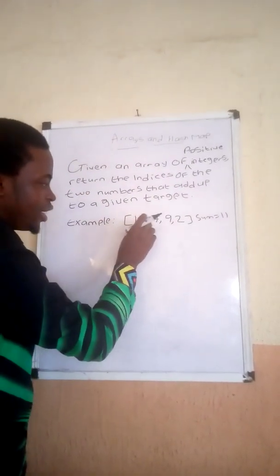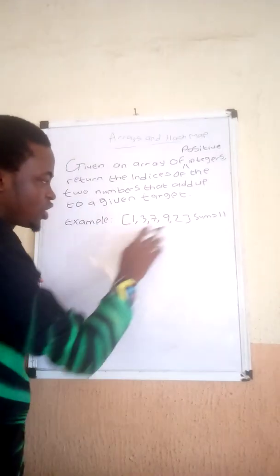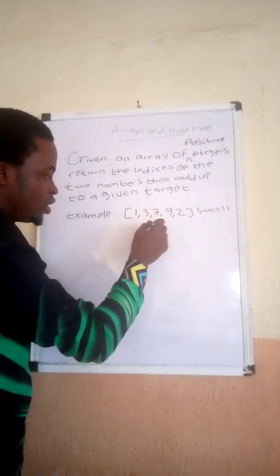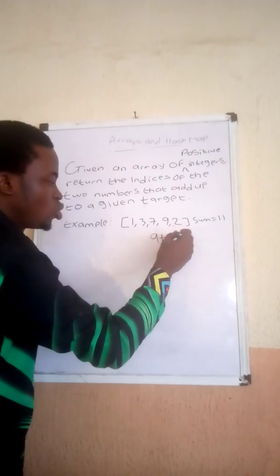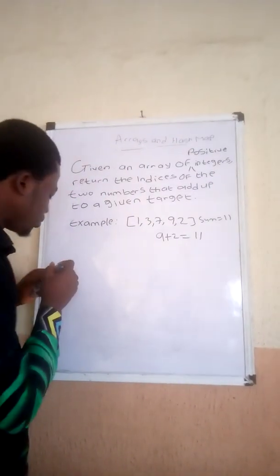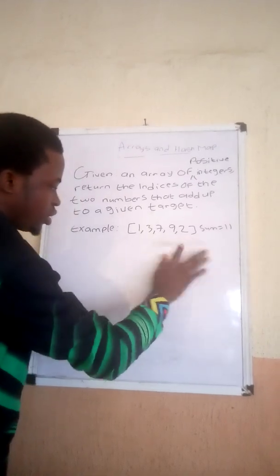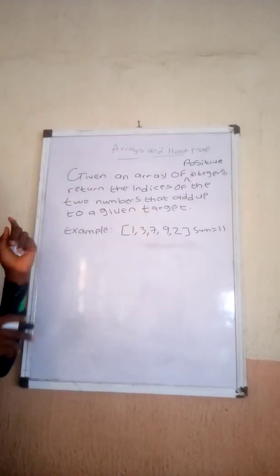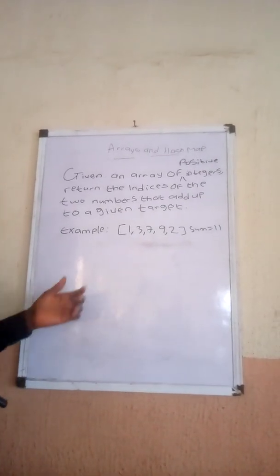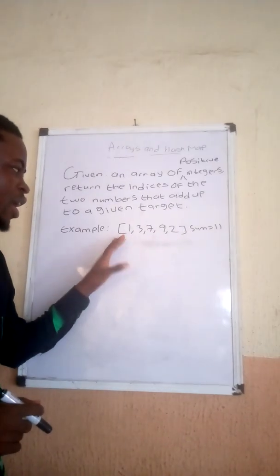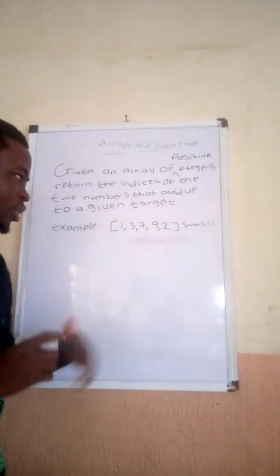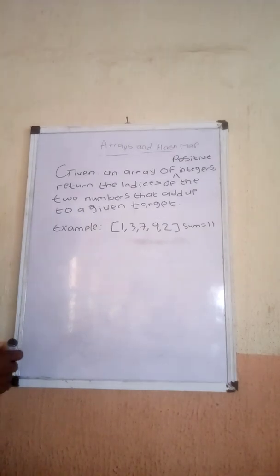Let's say in this case it's very obvious. You can see we have 9 and 2. The sum of 9 and 2 will give us 11. So first, how are we going to treat this question? The way we are going to treat this question is to compare every pair in this array.